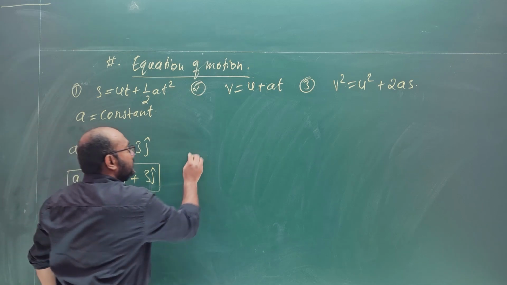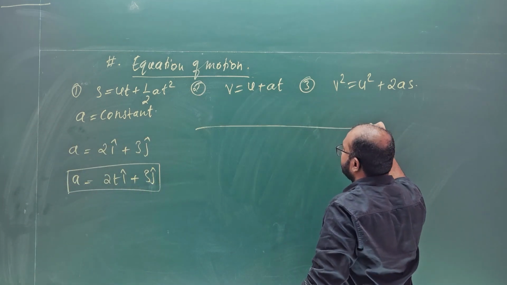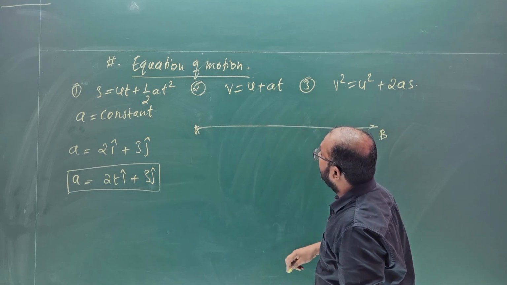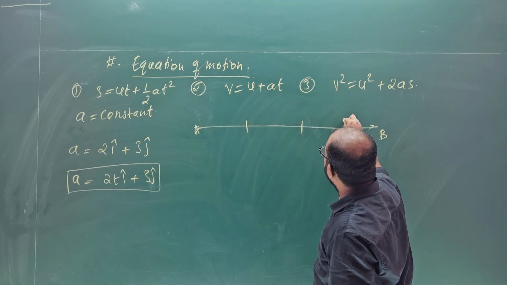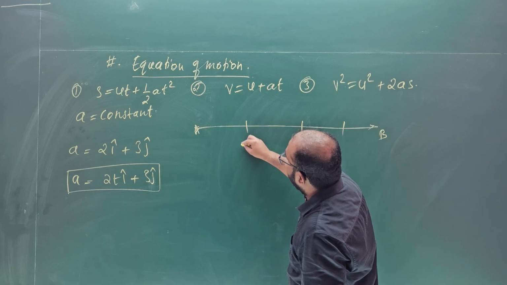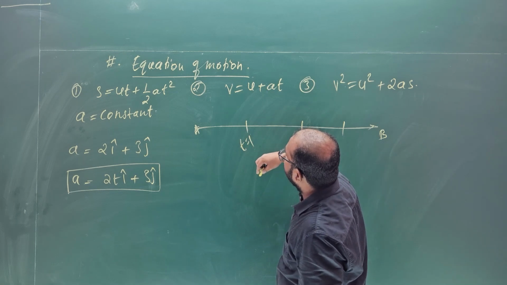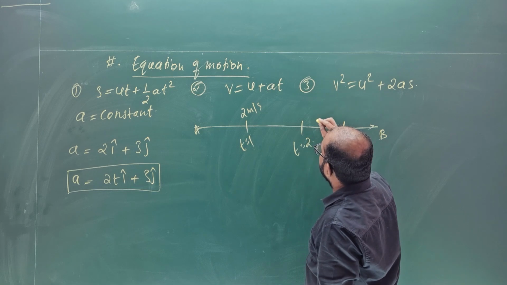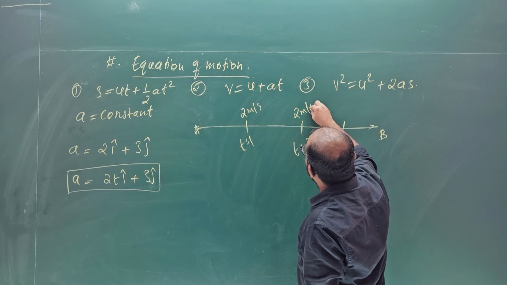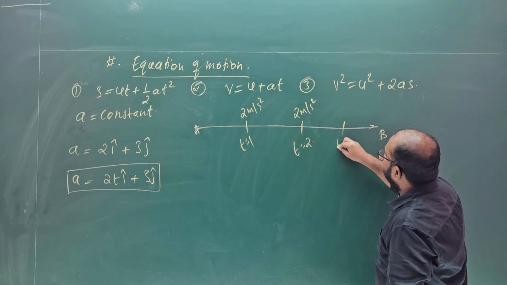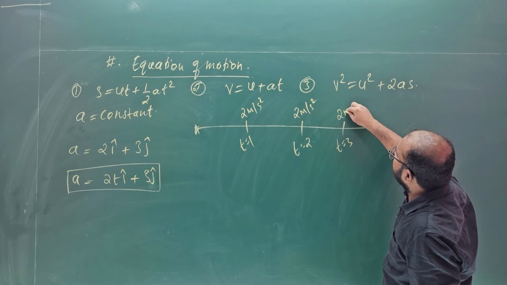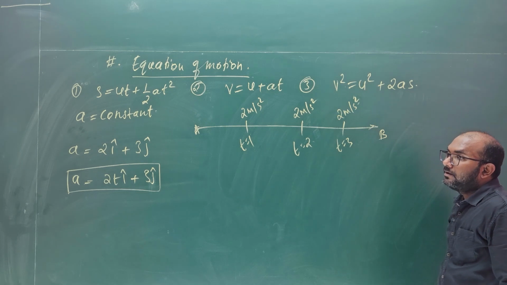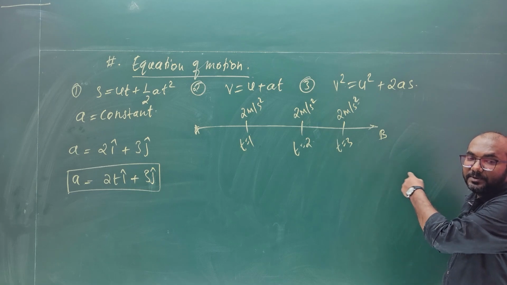For example, a body is traveling in this direction from A to B. If I say there are multiple points in between, at this point let t is equals to 1 second, acceleration is 2 meters per second squared. At t is equals to 2 seconds, acceleration must and should remain 2 only. At t is equals to 3 seconds, acceleration should remain 2 only. Okay. So it should not change with respect to what?